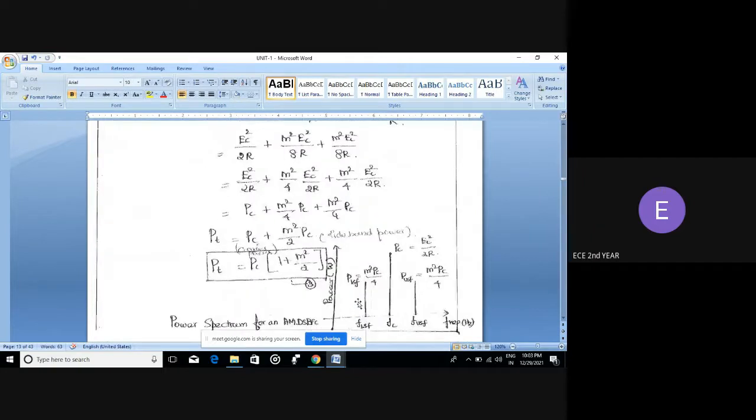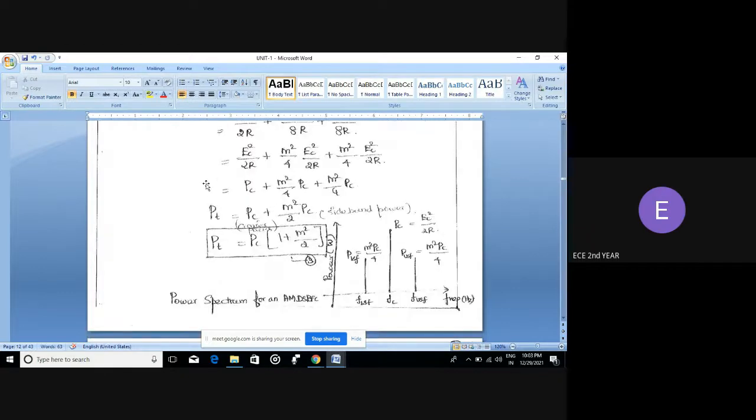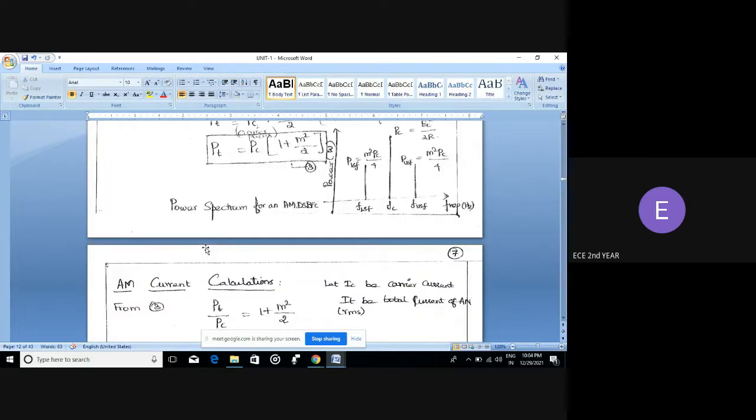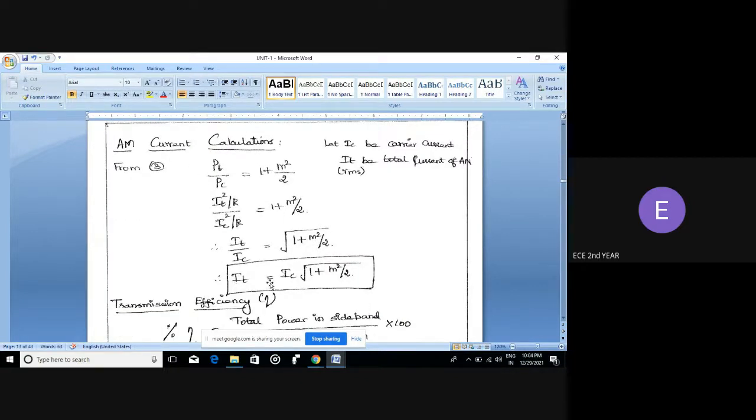Here two other formulas are given. The first is the power in the amplitude modulated wave. PT is given as PC into 1 plus m squared by 2, where m is the modulation index, PC is the carrier power, and PT is the total power. This is the power spectrum of the AM wave. The AM current can be given as IT equals IC into root of 1 plus m squared by 2, where IT is the total current and IC is the carrier current.